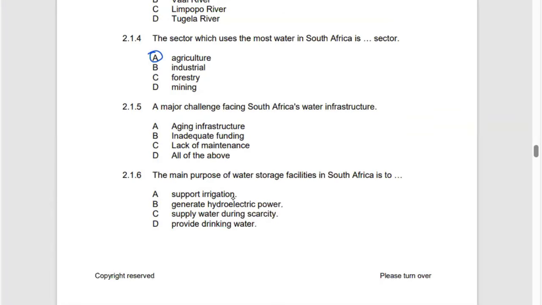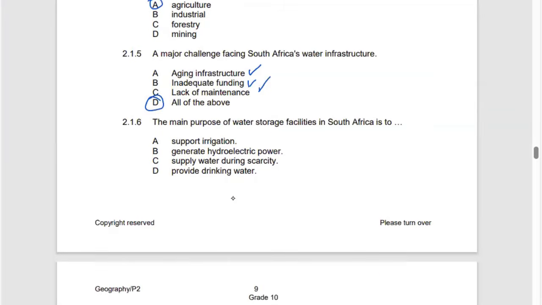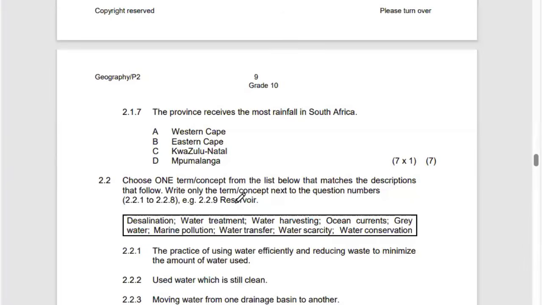Right. We have aging infrastructure, which is a typical problem. The infrastructure is aging, is old, and is no longer sustaining the demands of water. Inadequate funding. Also, the government is incapacitated to fund water supply projects, and also lack of maintenance. That is a typical problem. That is where we have our broken water pipes. So it implies that all of the above constitute right responses. The main purpose of water storage facilities in South Africa is to supply water during scarcity. The reservoirs are there to supply water during times of scarcity.